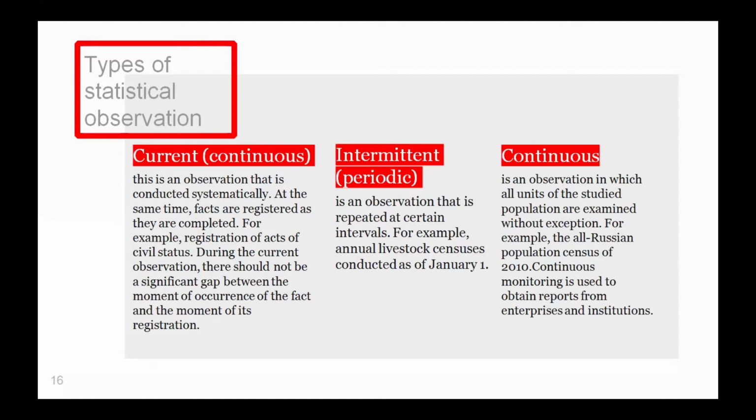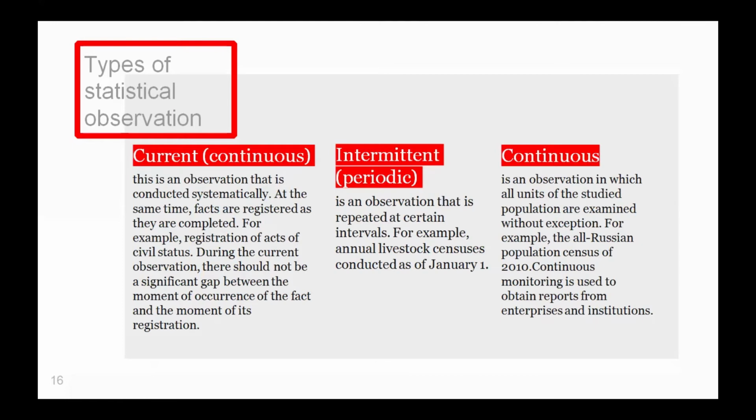Current. This is an observation that is conducted systematically at the same time. Facts are registered as they are completed. For example, registration of acts of civil status. During the current observation, there should not be a significant gap between the moment of occurrence of the fact and the moment of its registration.